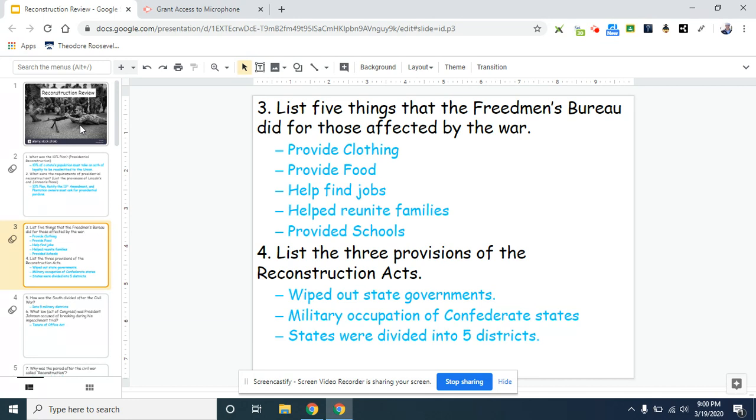Number 4, list the 3 provisions of the Reconstruction Acts. Simple ones, three big ones. One, wiped out state governments. Hey, those old corrupt governments, goodbye, see you later. Two, military occupation of Confederate states. They split them up into 5 different districts, like Virginia, North and South Carolina, and so on. There's a map in one of the lessons you can go back and look at. Military occupation, martial law declared. Soldiers are now the police, and we divide it up into districts and separate it like that.